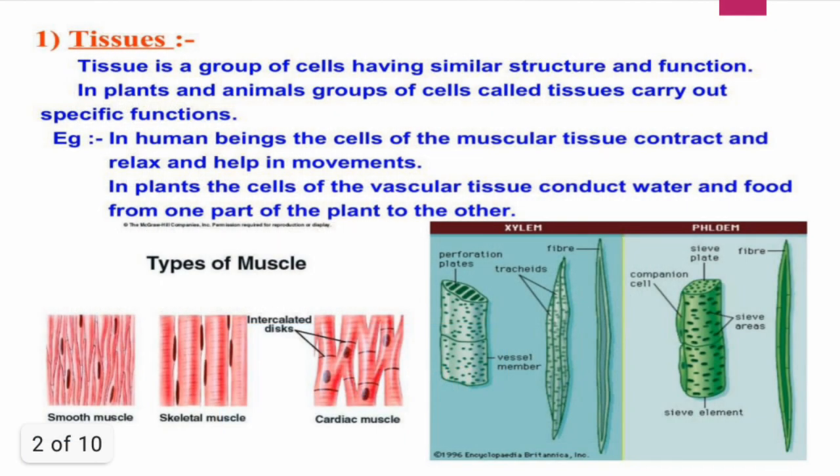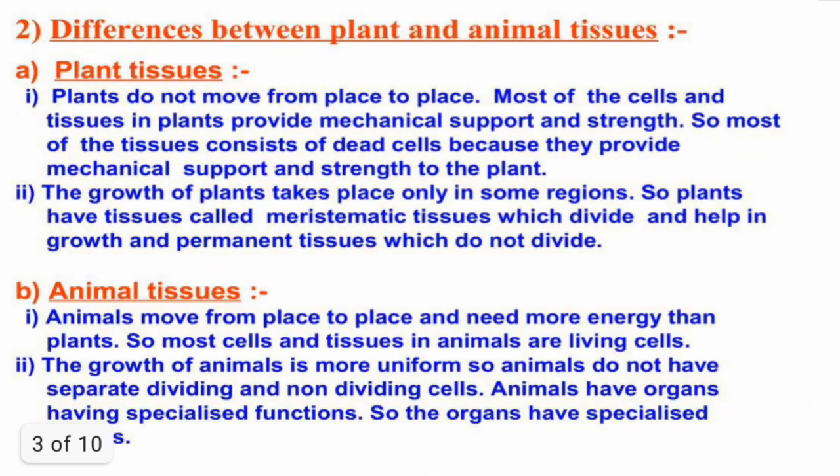First, what are tissues? It is a group of cells having similar structure and functions in plants and animals. Group of cells called tissues. They carry out specific functions. Example, in human beings, the cells of the muscular tissues contract and relax and help in movement. Next, in plants, the cells of the vascular tissues conduct water and food from one part of the plant to the other. Now, next is what is the difference between plant and animal tissues?